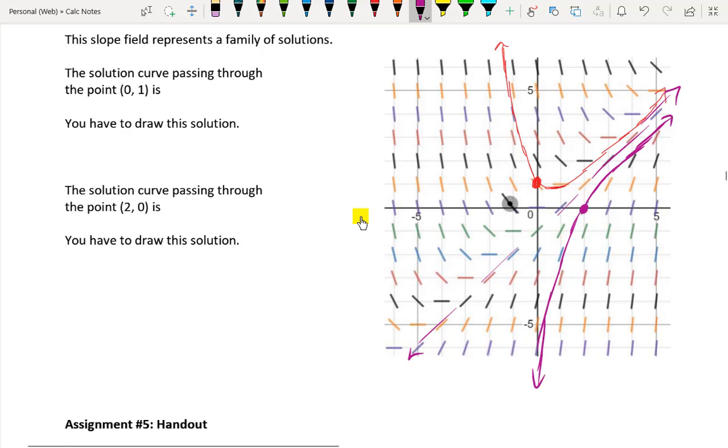That may not be perfect, but it doesn't need to be perfect. It just needs to be relatively close. Okay? All right, that takes care of lesson 5 there.